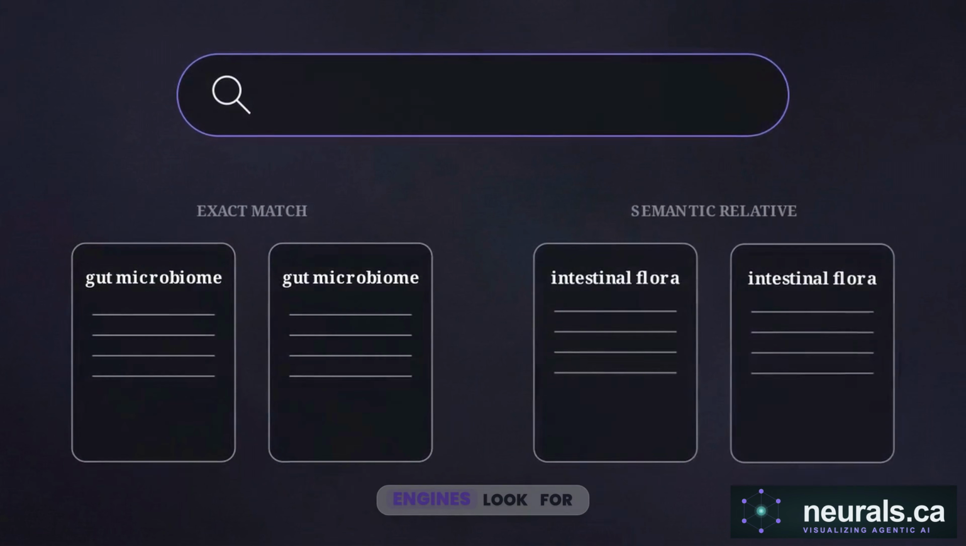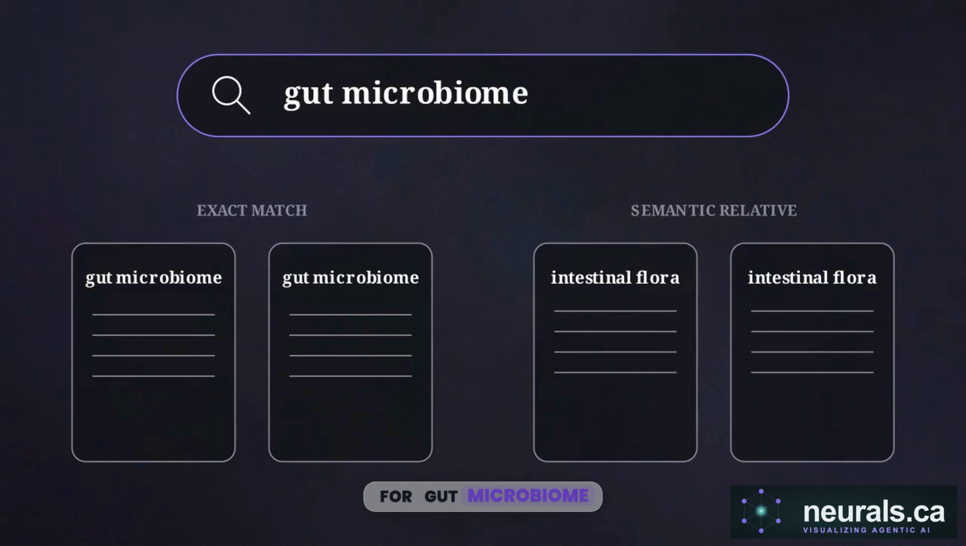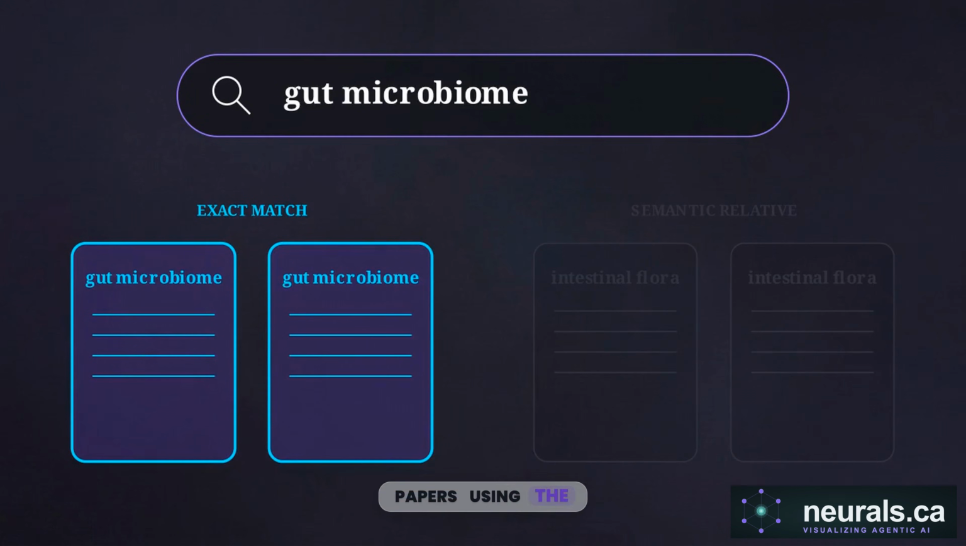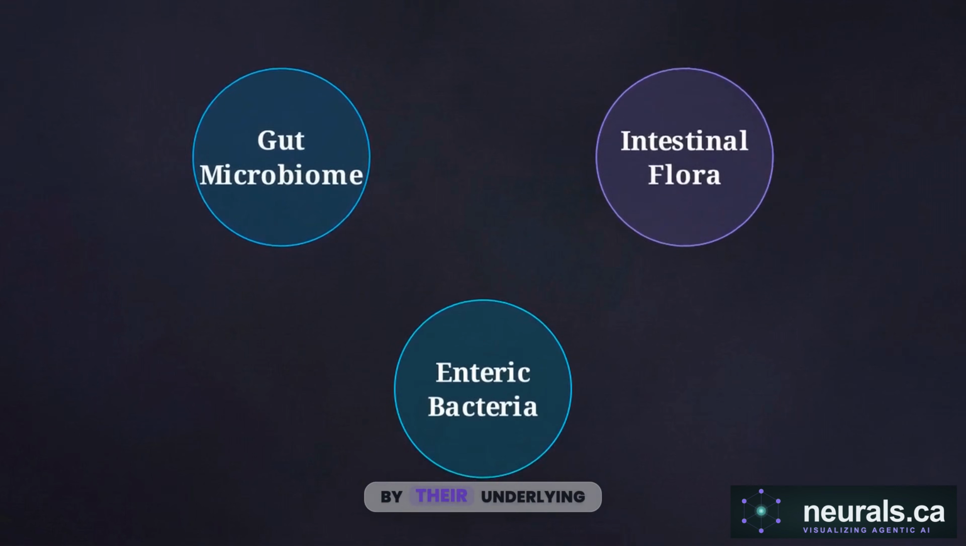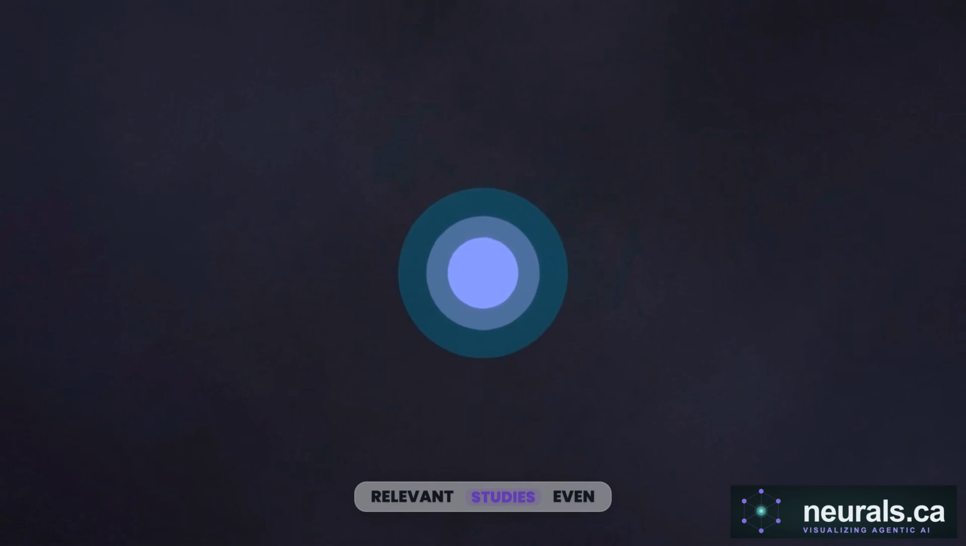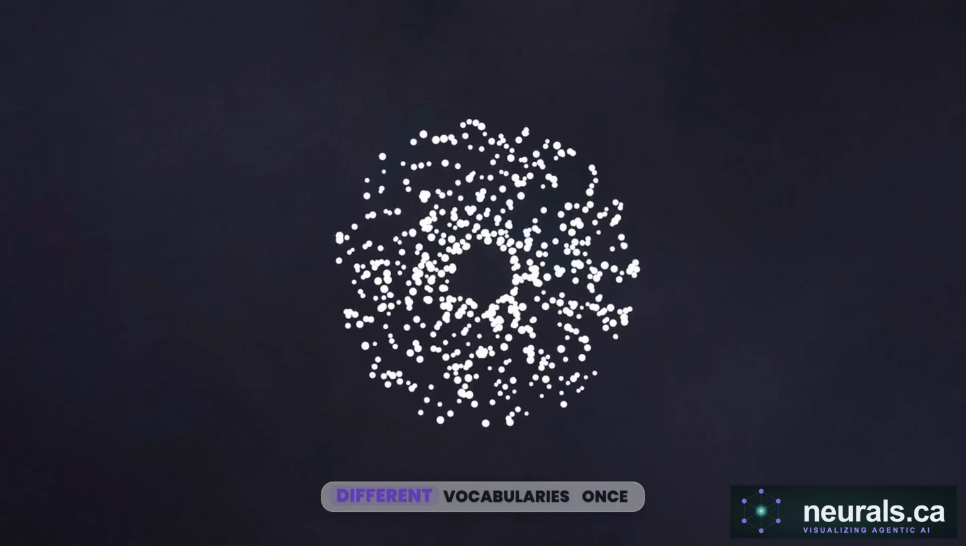Traditional search engines look for exact keyword matches. If you search for gut microbiome, the engine misses papers using the term intestinal flora. This agent uses semantic mapping instead. It groups concepts by their underlying meaning, pulling in relevant studies even when different scientific disciplines use entirely different vocabularies.